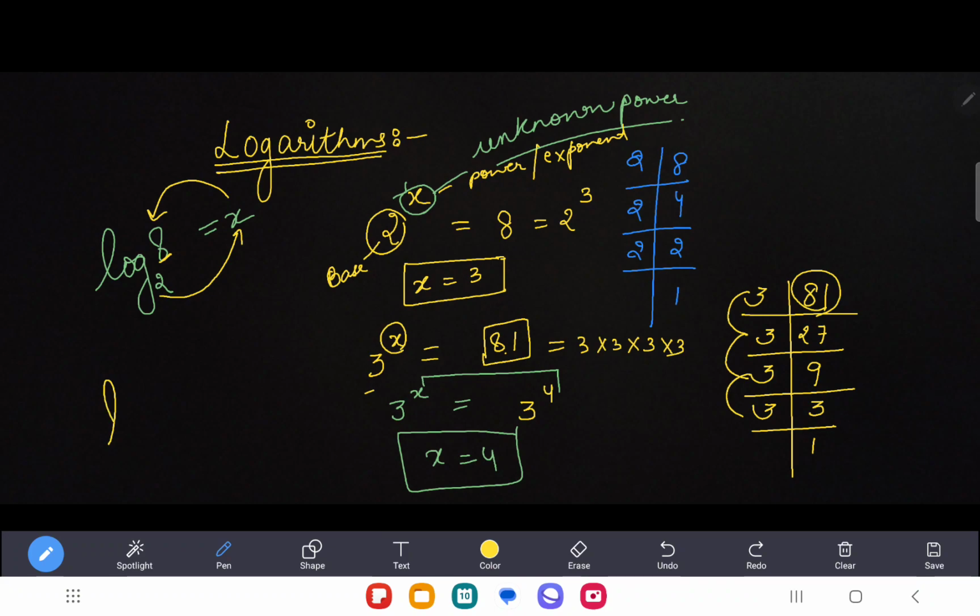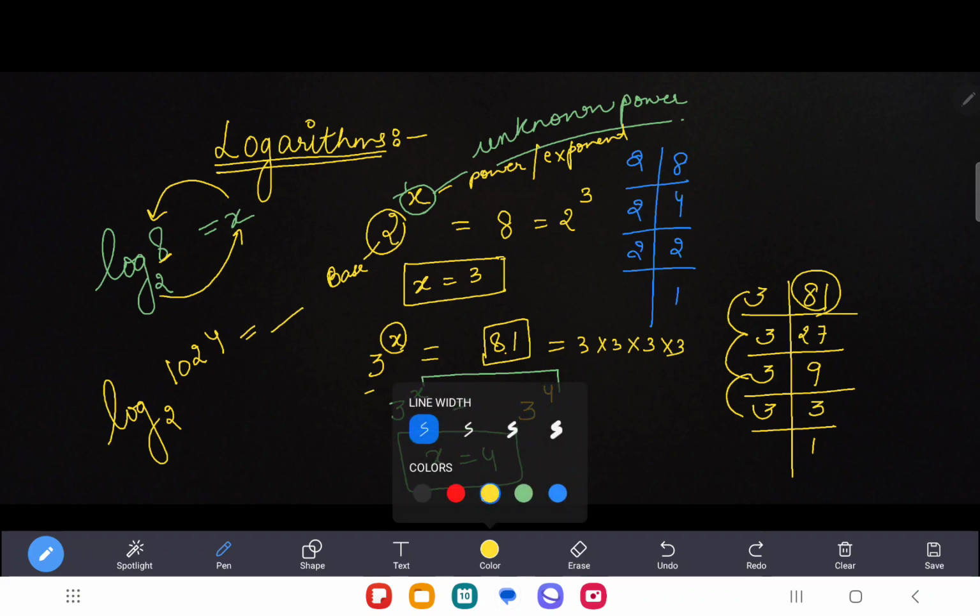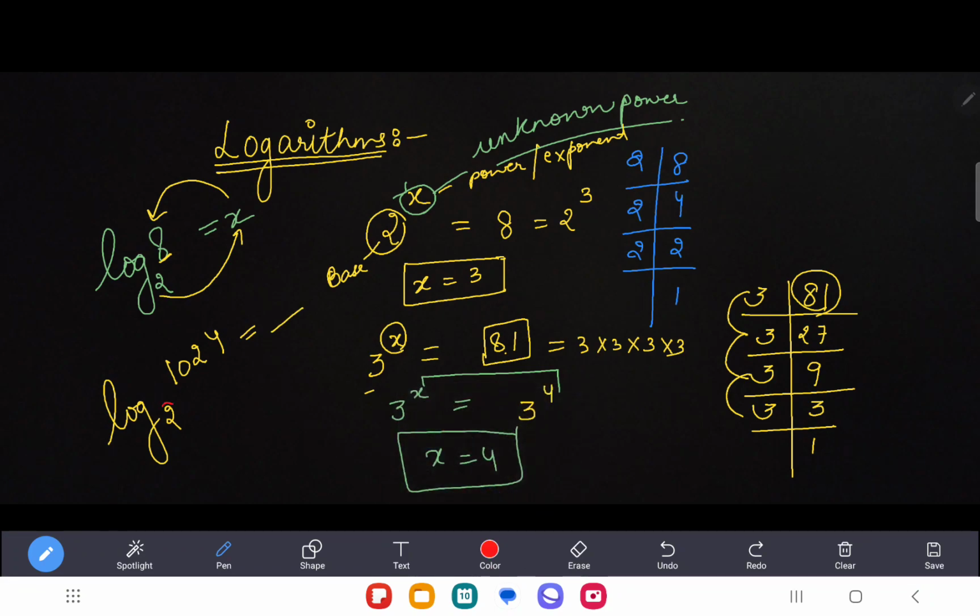If I say log 1024 to the base 2 is what? The 2 is written right at the bottom, so this is my base. So 2 raised to the power what will give me 1024? Are you understanding? 2 raised to the power what shall give me 1024? Understood or not?